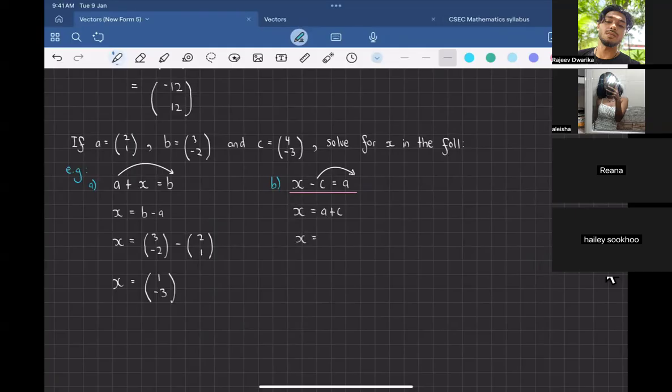So X will be equal to 2, 1 plus 4, minus 3, right? So X would be equal to 6, 1 minus 3 is minus 2. That's my answer for B. X is equal to 6, minus 2. Very simple.